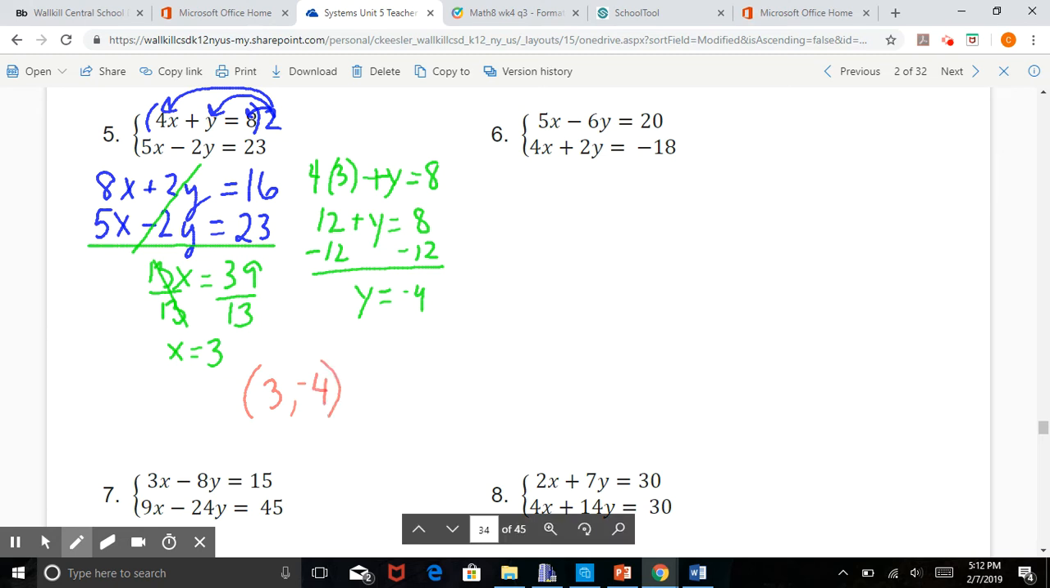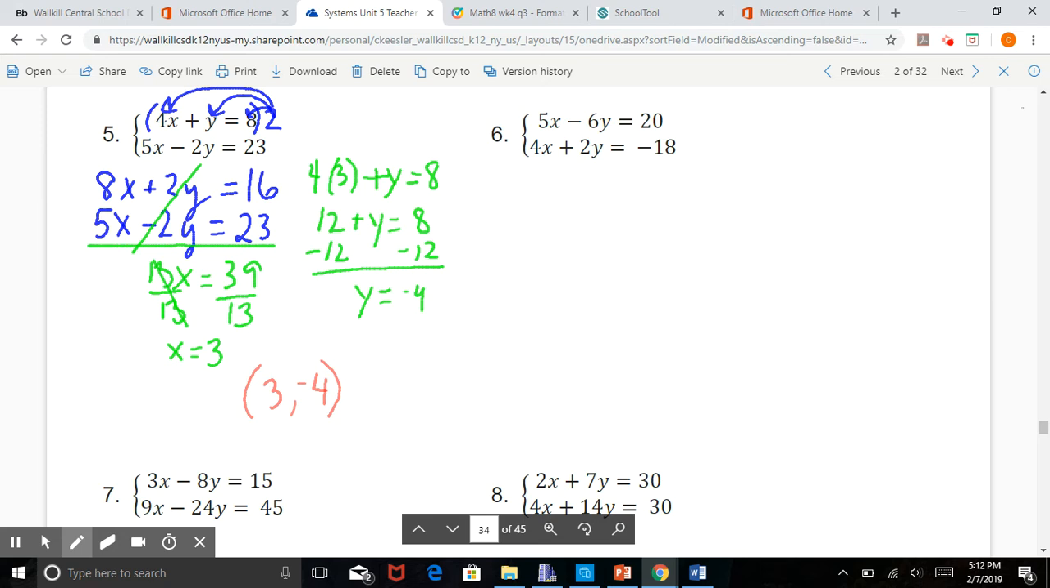So there's a little bit more work involved in these just to get that first step where the two variables are opposite so we can eliminate them. So in that case, we eliminated the y. Let's take a look at number 6. 5x minus 6y equals 20 and 4x plus 2y equals -18.